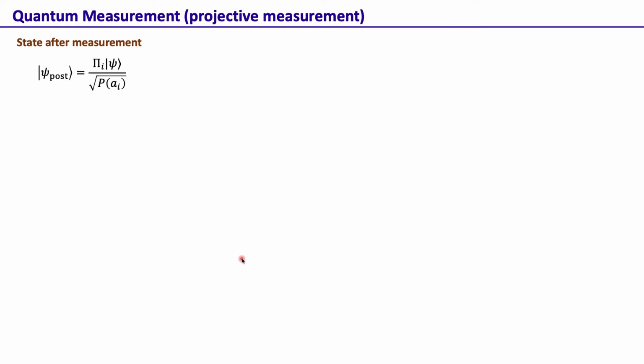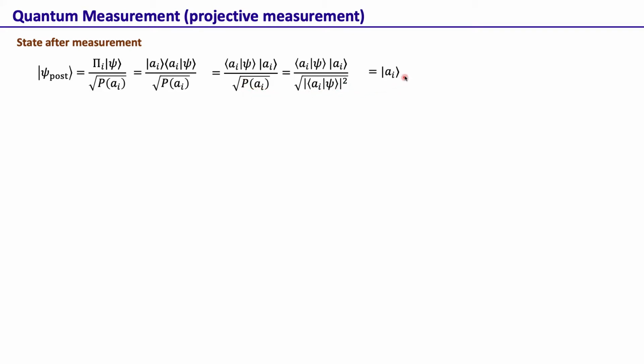Okay, now finally the state after measurement, the post-measurement state, we can write like this. That's π_i acting on ψ, normalized by the probability of obtaining the state i. Of course, π_i acts on ψ, so that gives us this |a_i⟩⟨a_i|ψ⟩, divided by this quantity, which is |⟨a_i|ψ⟩|. So this is essentially |a_i⟩ except for a phase factor. Of course the state after measurement has to be |a_i⟩, but this is how we actually represent it.